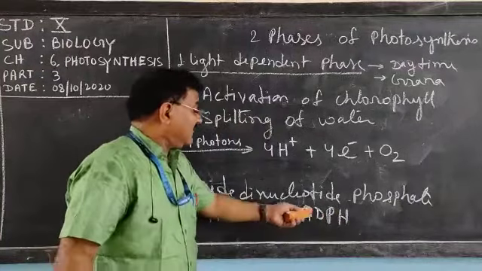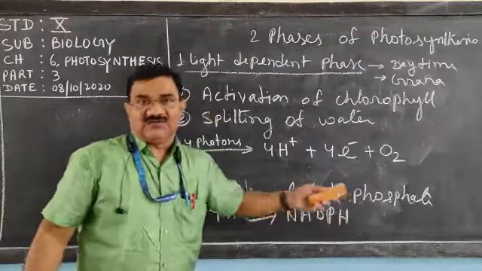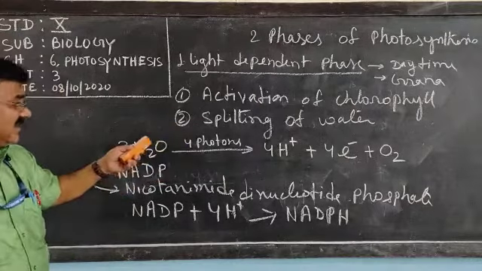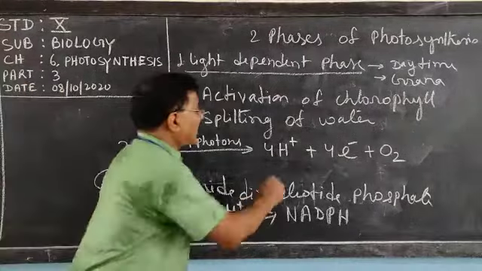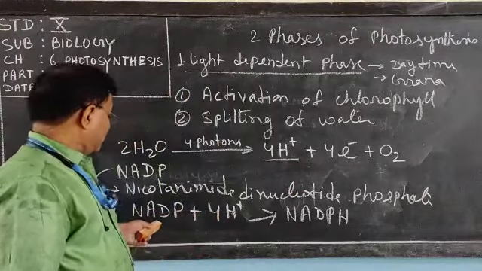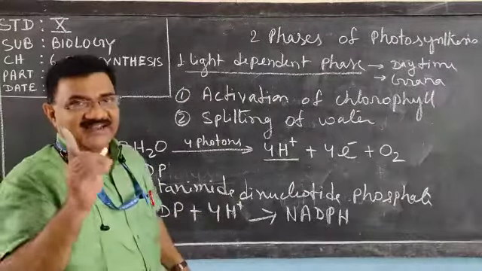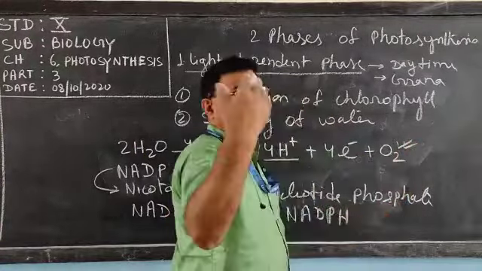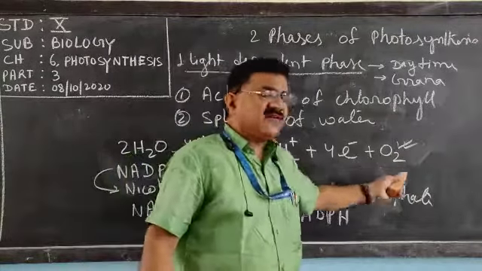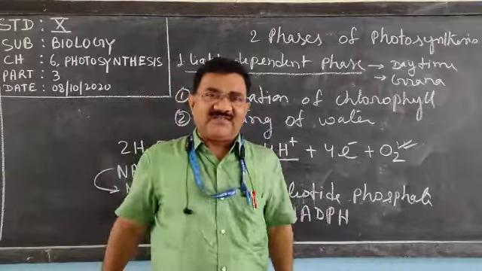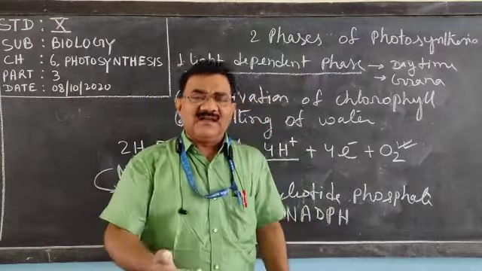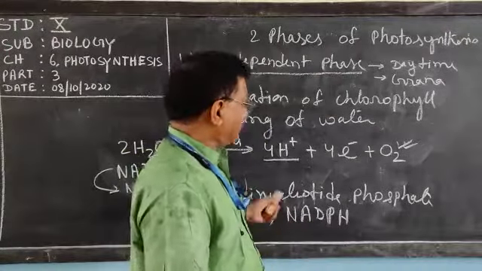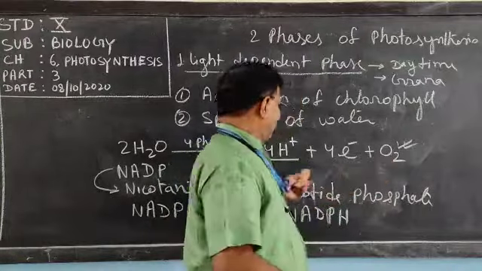NADPH: nicotinamide adenine dinucleotide phosphate hydrogen. So, second step, after splitting or photolysis of water, this 4 hydrogen ion is consumed by the NADP to form NADPH. Next thing, oxygen is given out in photosynthesis, and this oxygen balances the amount of oxygen in the atmosphere. Otherwise, slowly the oxygen would decrease, but it never happens because it is released by photosynthesis.